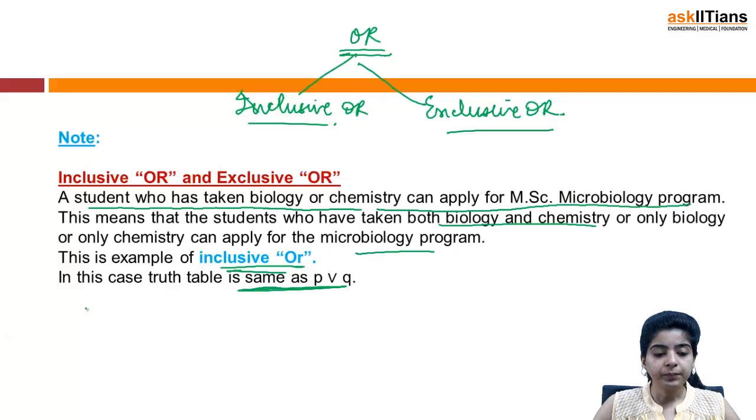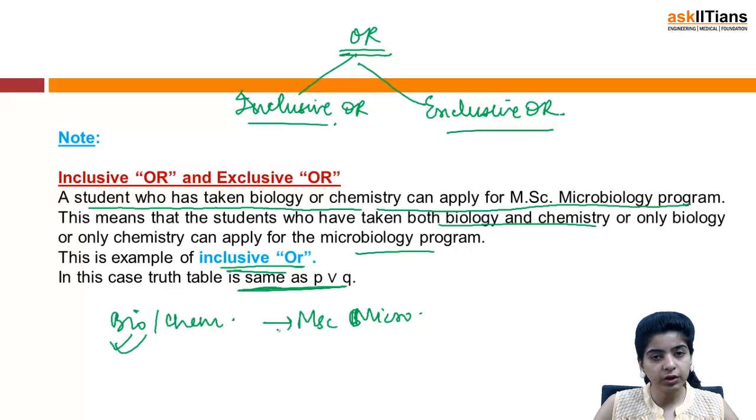What are we saying? I am saying that only if you have biology or chemistry, you can apply for the MSc microbiology program, right? So that means if you have taken biology, you are eligible. If you have chemistry, you are eligible. And if you have both, then also you stand eligible for the MSc microbiology program. So that is the case of inclusive OR.